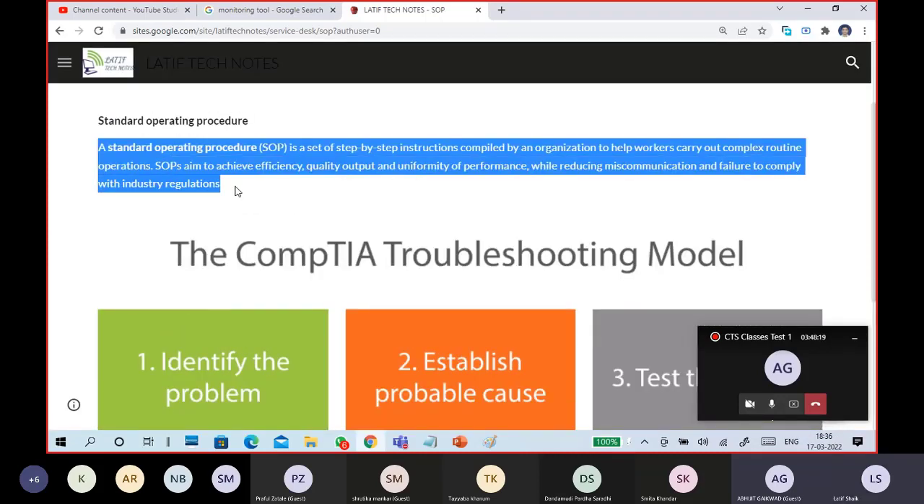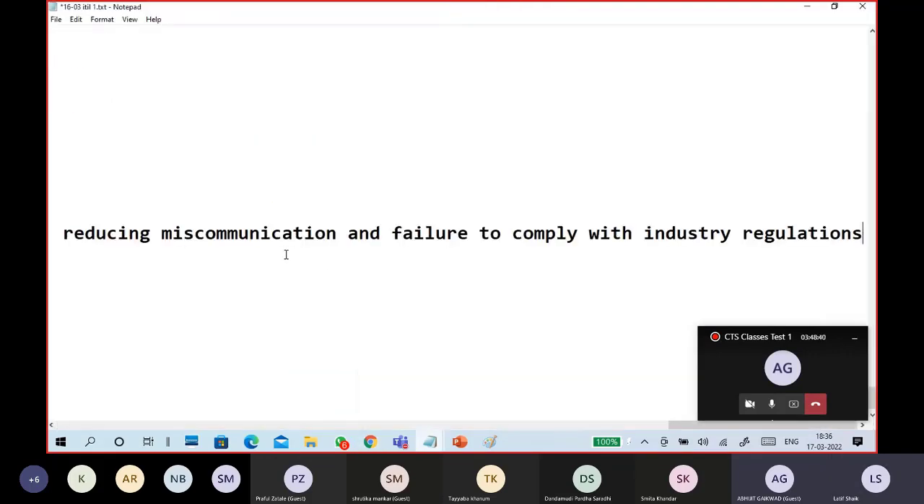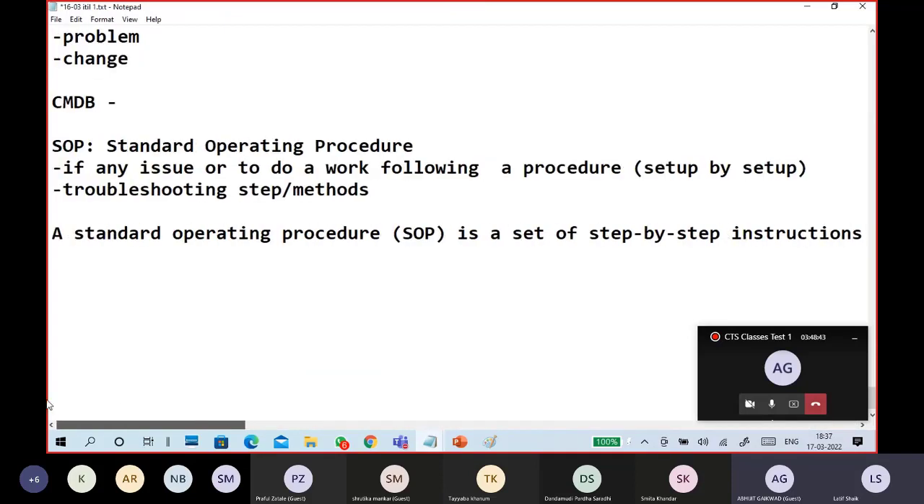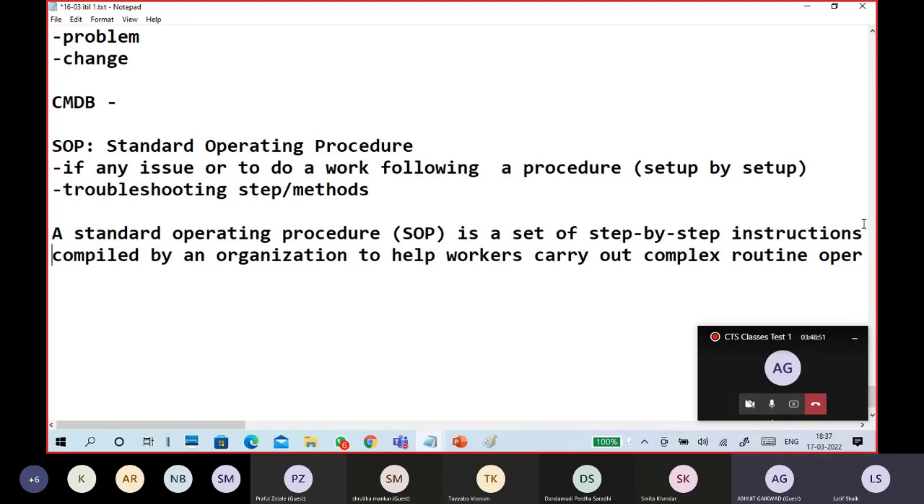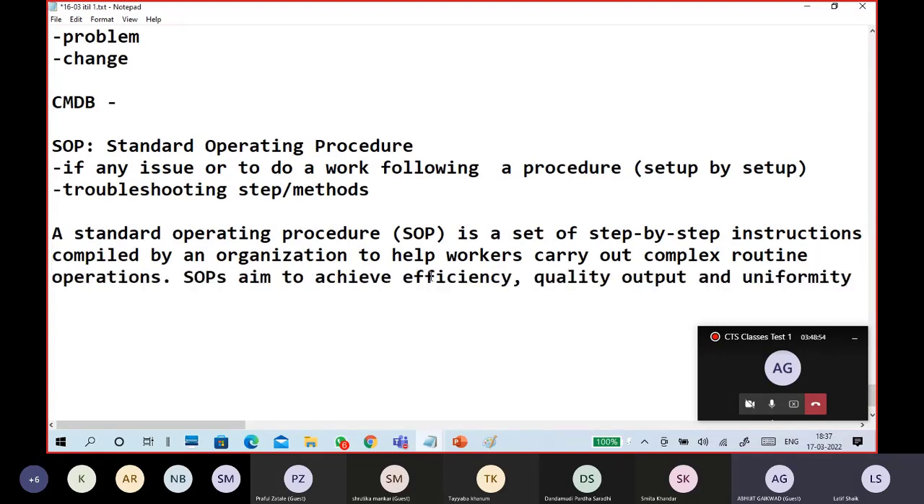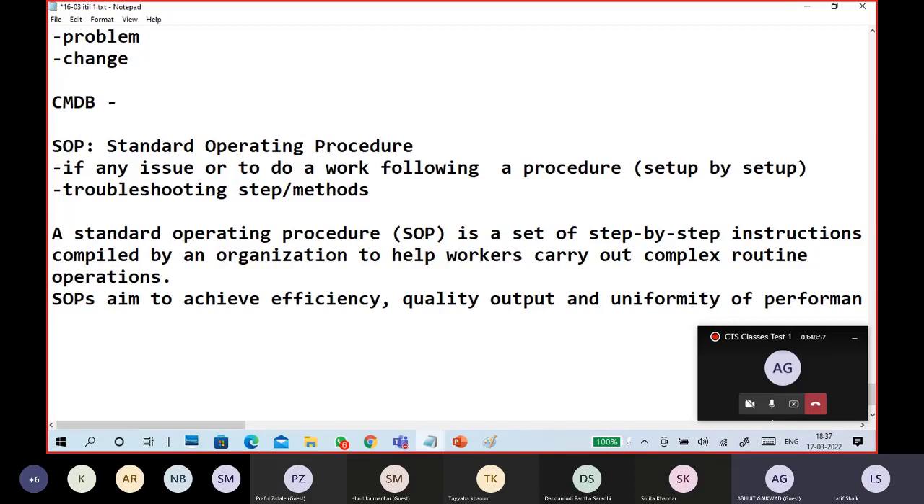Standard operating procedure: step-by-step instructions compiled by an organization to help workers carry out complex routine operations. SOP aims to achieve efficiency, quality output, and uniformity in performance while reducing miscommunication and failure to comply with industry regulations. You can understand that if you follow step-by-step instructions, you face very few complications in your work.